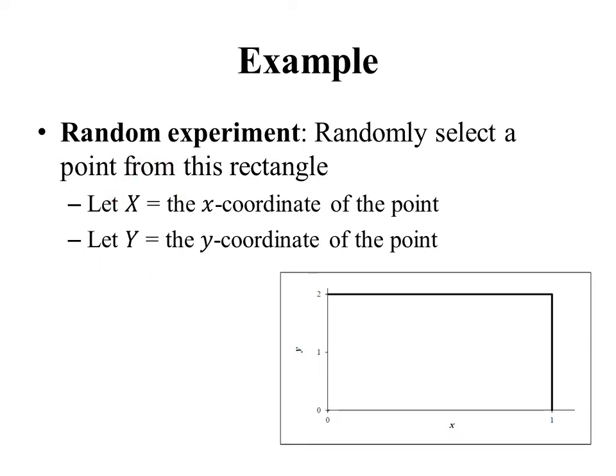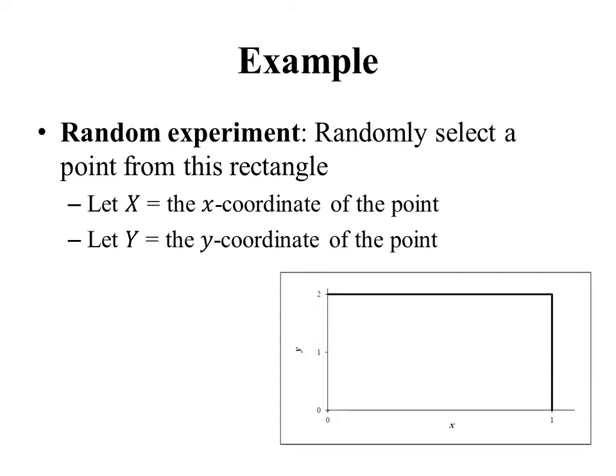Okay. Well, now let's make a couple of observations about these random variables. First of all, x only takes values between 0 and 1. Likewise, y only takes values between 0 and 2. And we're randomly selecting a point. So that means it's just as likely that x is, say, over here close to 0 as it is close to 1 as it is in the middle. Likewise, we're randomly selecting a point, so the y-coordinate is just as likely to be down here as it is to be up here as it is to be in the middle.